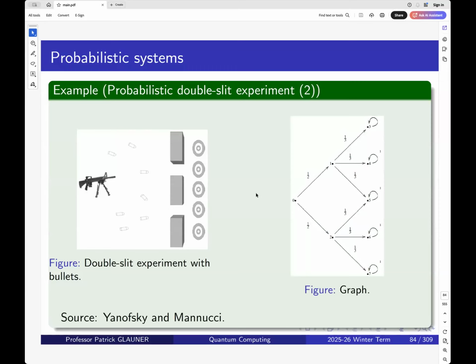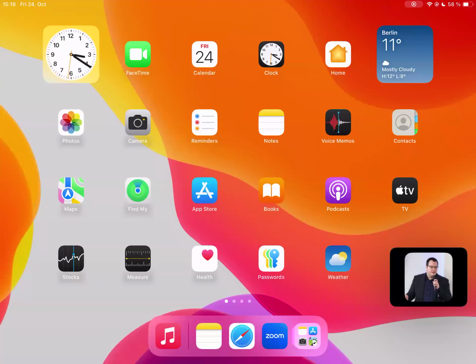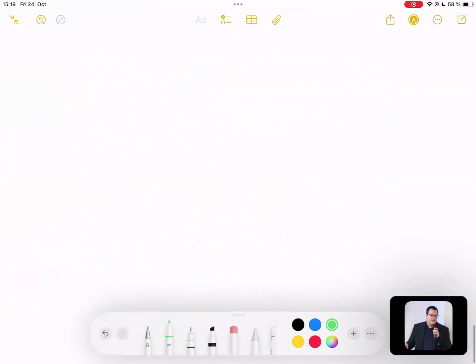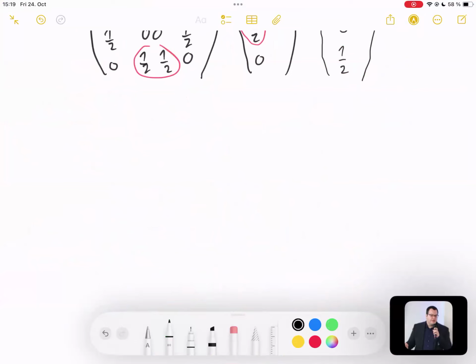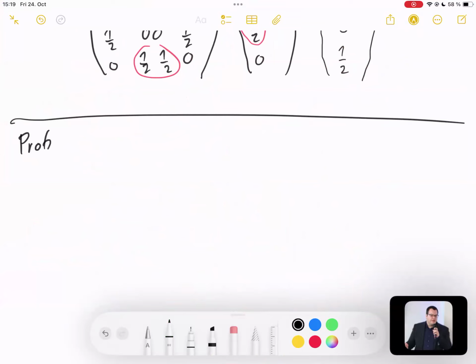There is a graph to represent this, and because this graph is quite important, and we will see all of this again when we look at quantum mechanics, I will quickly copy paste this for you and explain it step by step. So we do the probabilistic double slit experiment.